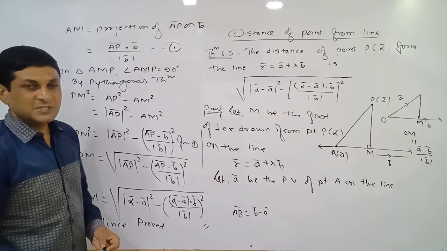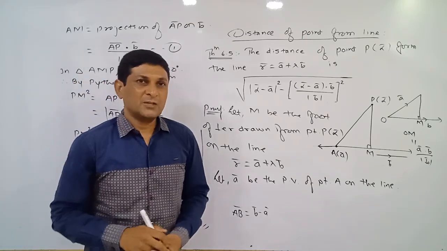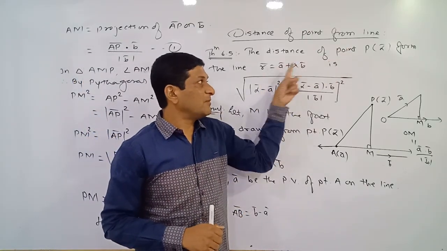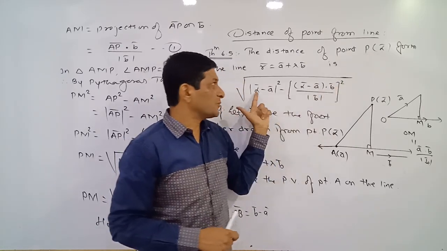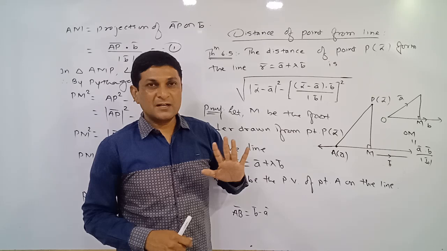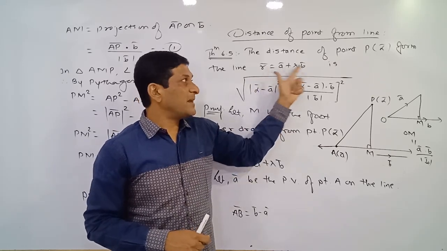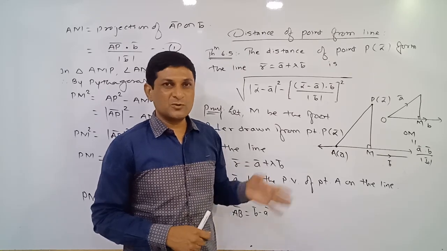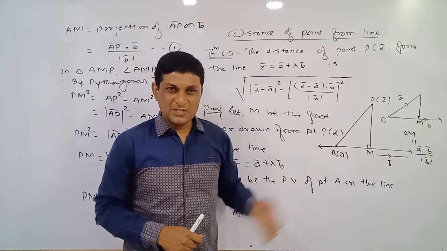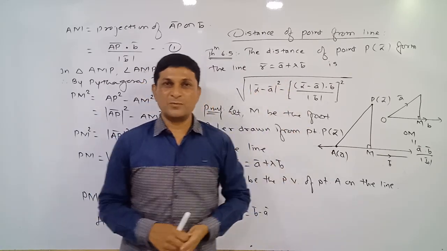Okay, so this is one of the very important formulas to find the distance of a point from a line. We will require only three values. One is alpha bar, the position vector of that point, and a bar and b bar, these two values we will get from the equation of the line. Once these three values are known to us, substitute them in this formula and find the distance of a point from a line.